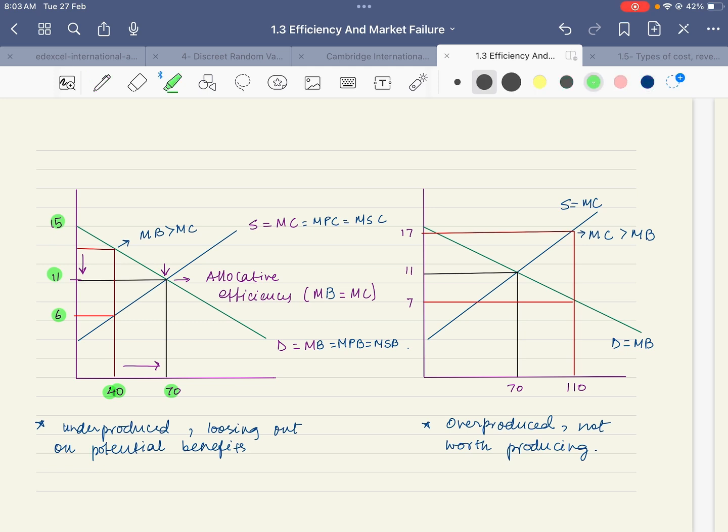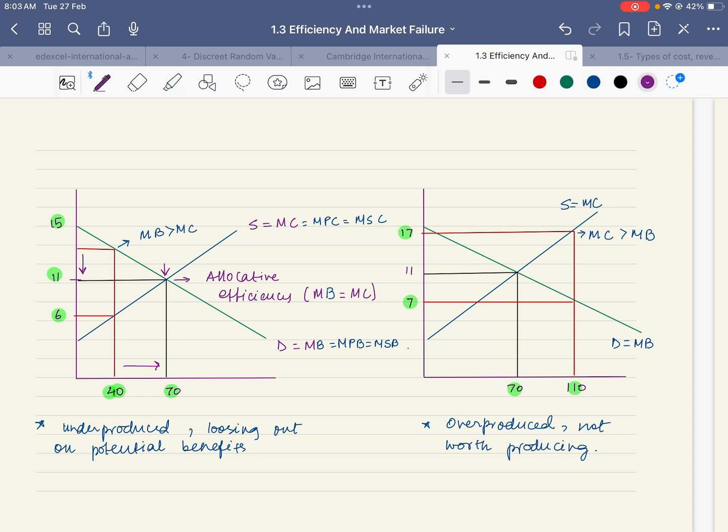Let's look at the second scenario and the diagram on the right. If quantity is increased beyond the equilibrium quantity to 110, the consumer is willing to pay only $7, whereas the marginal cost is 17. It means that there is overproduction and it's not worth producing it. Consumers are ready to pay a lesser amount, but the cost is high. It means that the society is not benefiting from it.